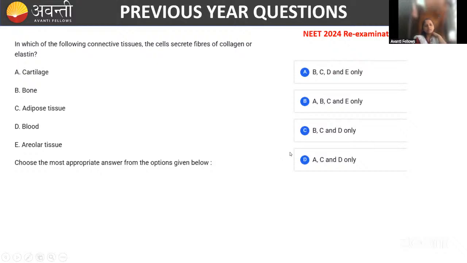Then coming to the next question. In which of the following connective tissues do the cells secrete fibers of collagen or elastin? Option A, cartilage. B, bone. C, adipose tissue. D, blood. And E is the areolar tissue. You can go through these options. Just think which one is not going to produce the fibers, collagen mainly.